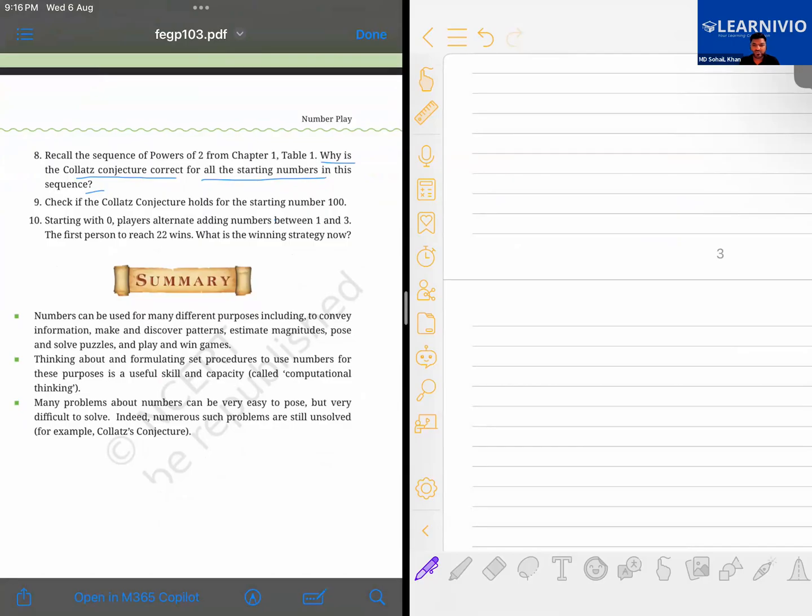And from that, look at the powers of 2. Am I audible? My mic is working perfectly. Can you guys hear me now or not? From that table, look at the powers of 2. The powers of 2 are what? 1, 2, 4, 8, 16, 32, and 64. These are the powers of 2 given over there, right?